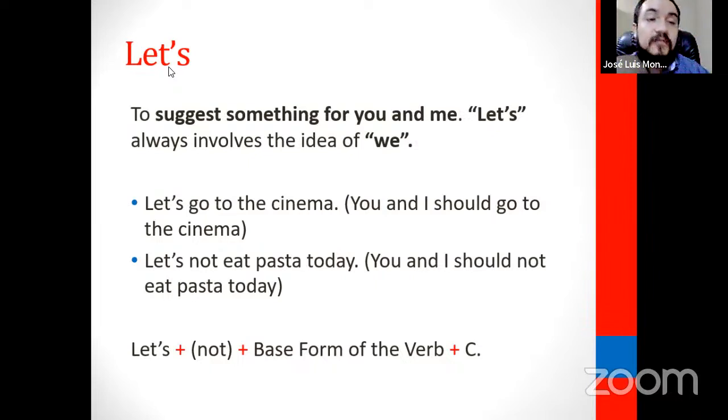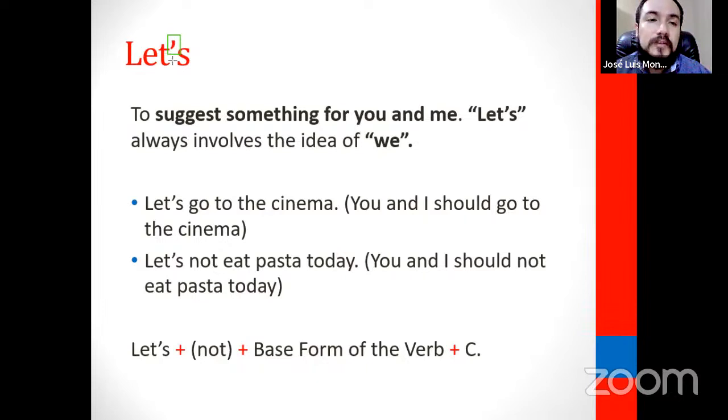All right. The first one is let's. Let's means to suggest something for you and me. Now, something very important is that let's always needs this apostrophe. You cannot use let's without this apostrophe. If you do it, it means something different. That's the third person of let. You can say, she always lets her children go out. If that's the case, it's okay, but that's another meaning.